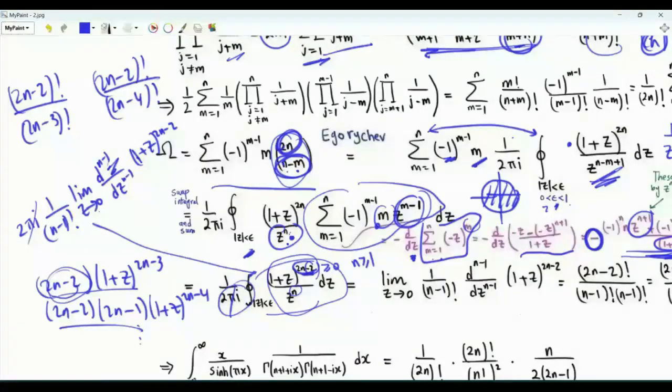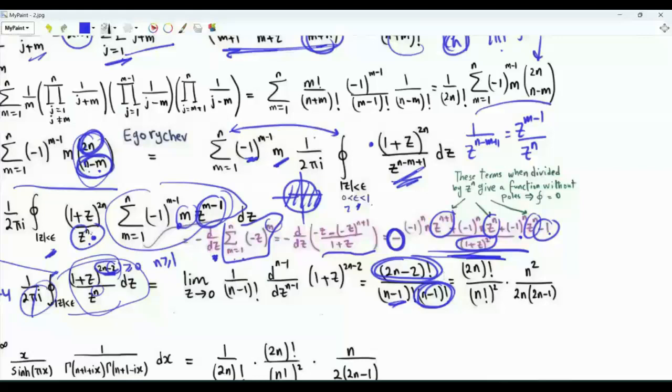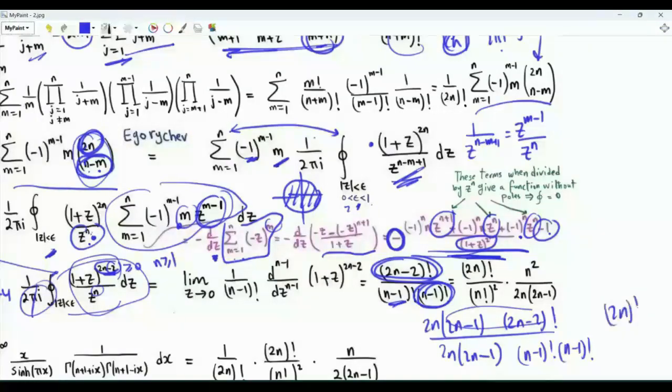We need to differentiate n minus 1 times. When we differentiate once, we subtract 3, twice we subtract 4. So our result here is (2n minus 2) factorial divided by (2n minus, between brackets, 2 plus n minus 1) factorial, that's (n plus 1) factorial. When z tends to 0, the bracket tends to 1. So our result is (2n minus 2) factorial divided by (n minus 1) factorial, and then there is this (n minus 1) factorial here. We can multiply the numerator and denominator by 2n minus 1. We get (2n) factorial upstairs.